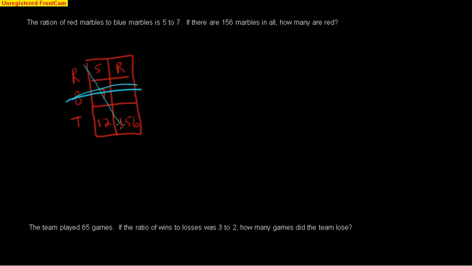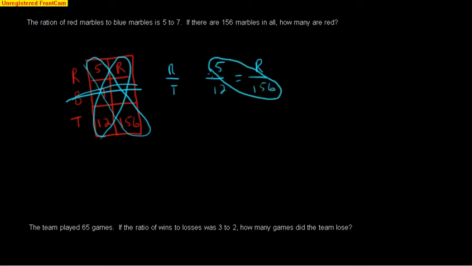And then we still have our cross products. If I were to rewrite it as a fraction, I would say I'm using red over total. 5 over 12 equals R over 156, and either way I'm multiplying these two and setting them equal. In other words, I'm writing an equation. 5 times 156 equals 12 times R.